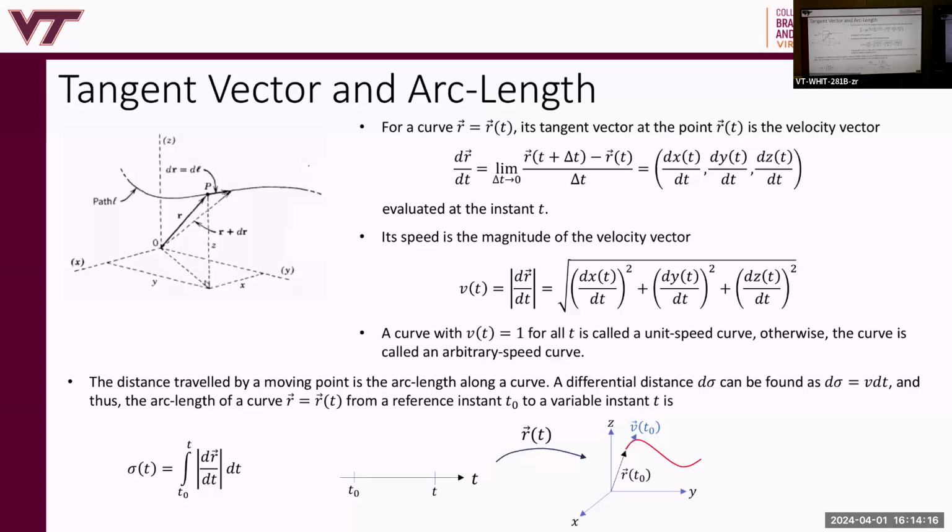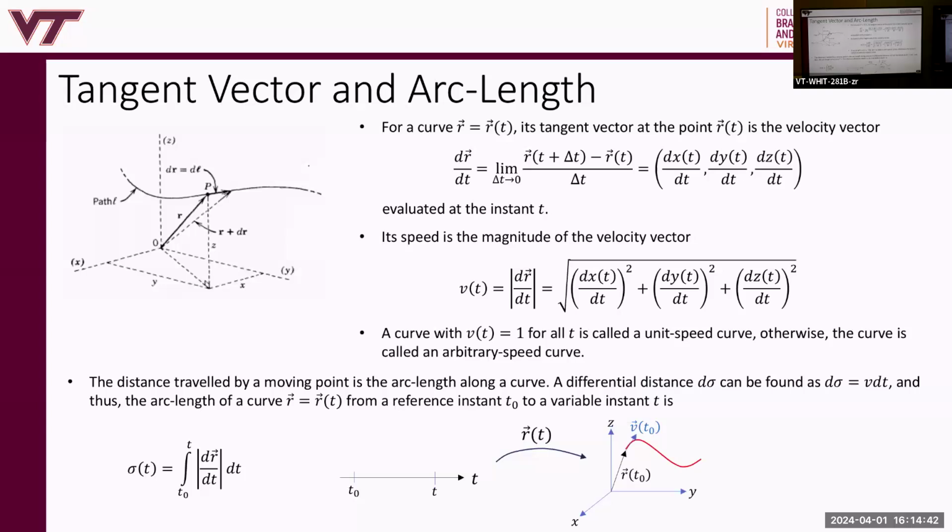Okay, a curve with v of t equal to 1 for all t. So at all points on the curve, the velocity vector has magnitude equal to 1, or speed equal to 1, is called a unit speed curve. All right, these will be convenient for us to derive what's called the Frenet-Serret apparatus. But it's also difficult to obtain a parameterization which is unit speed. And we'll look at examples of that. Otherwise, the curve is called an arbitrary speed curve, okay?